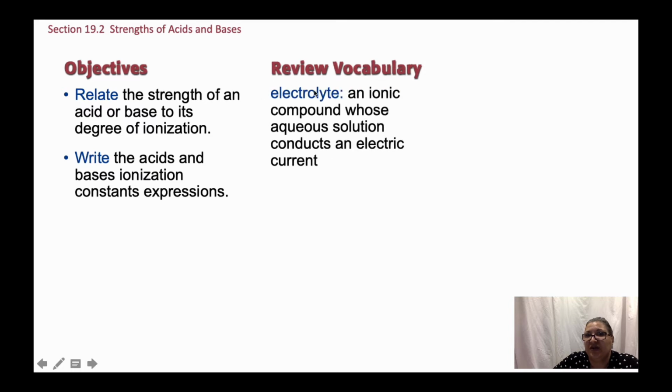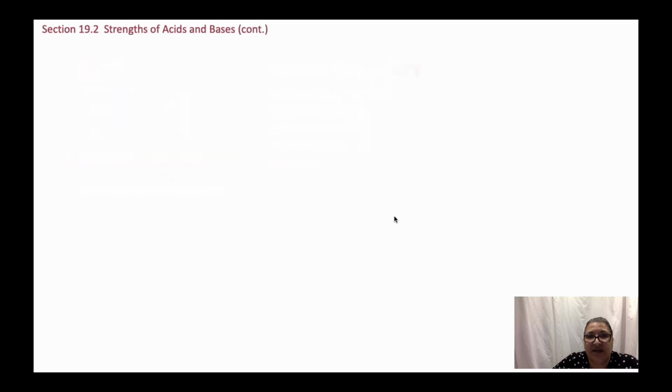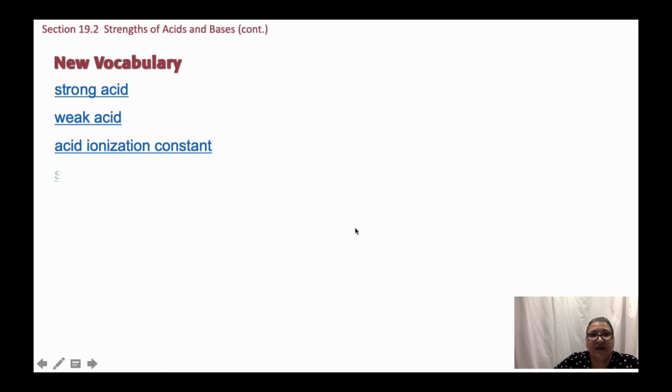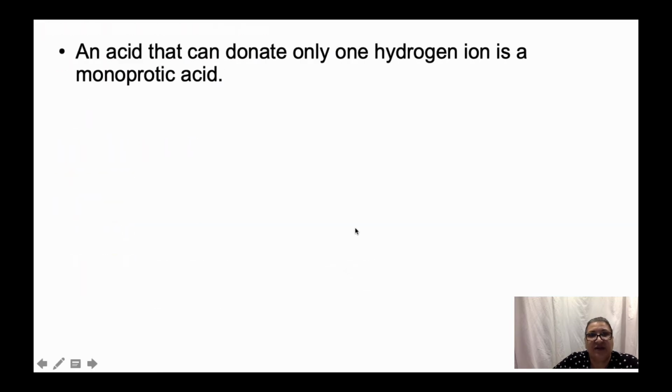Review would be electrolytes because they release ions, they conduct electricity. Acids and bases are good conductors, depending on the strength. And these are the new terms.